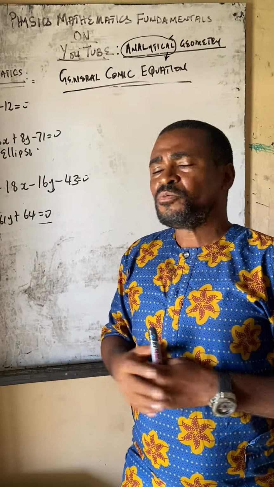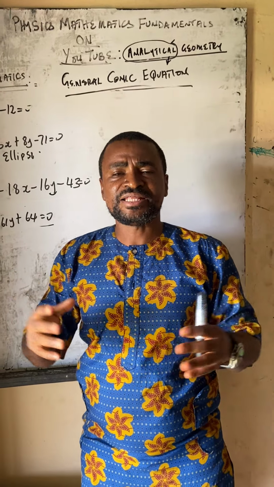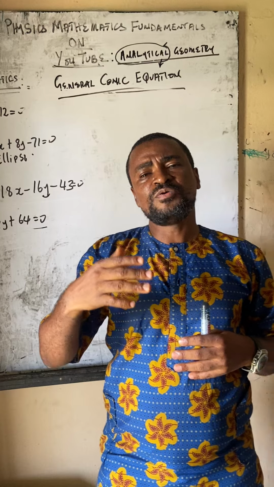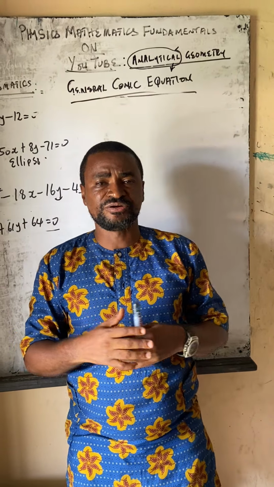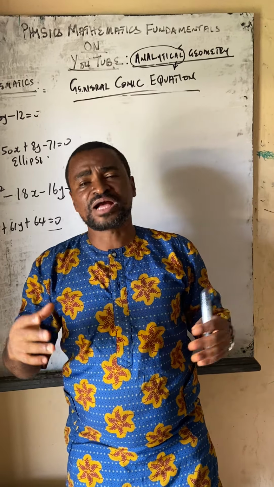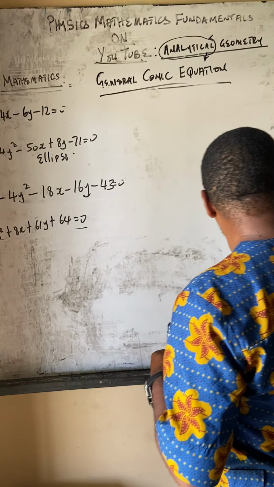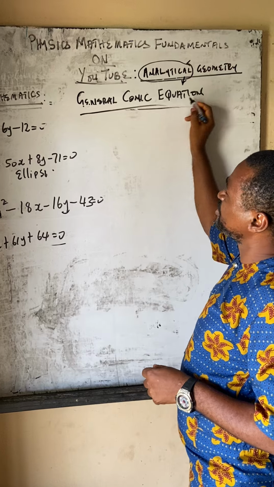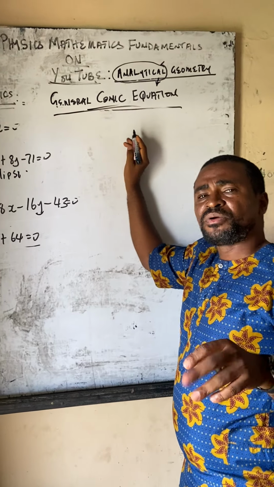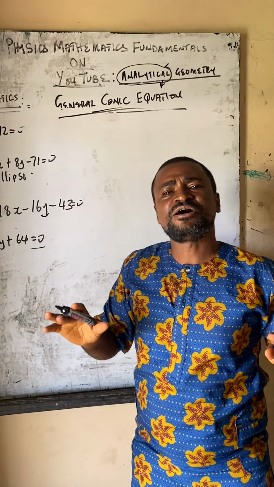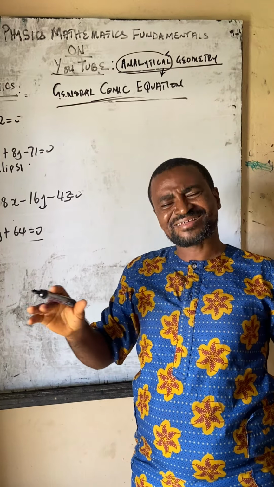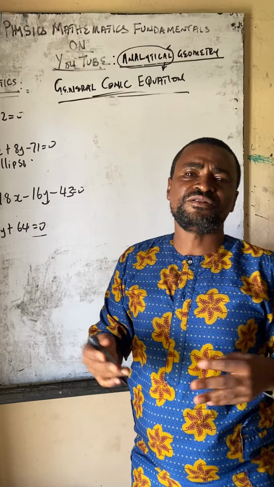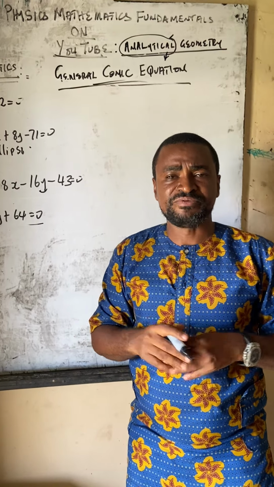Now, today we want to have an idea of how we can know the particular conic section a given equation represents. Now, before we can do that, I want us to have an idea of the general equation of conic section. Now, I want us to have an idea on how to be able to write out the general equation. There are steps that I developed for you to be able to remember.